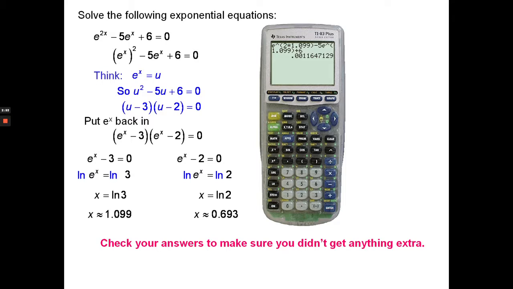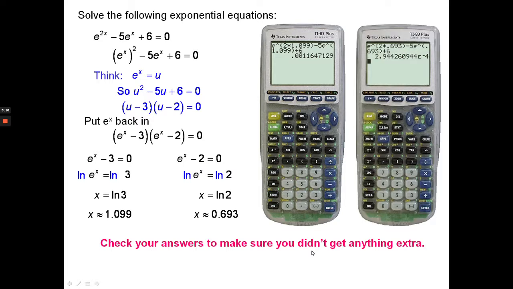We get 0.001164 and so on. That is close enough to 0 for us because we're checking in our original equation and it was equal to 0. Then you're going to take your other one, plug that one in, and when you see e to the negative 4th, that is really scientific notation. So this is really 0.000294 and so on. This is even less than the first one, which means it's even closer to 0. So both our answers are good. Our answers are x is approximately 0.693 and 1.099.